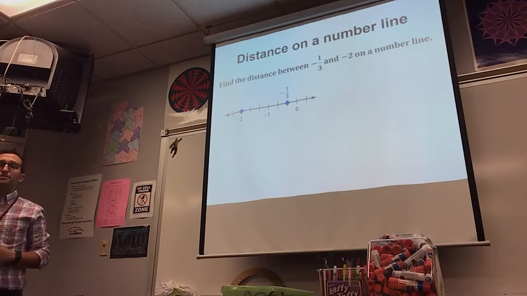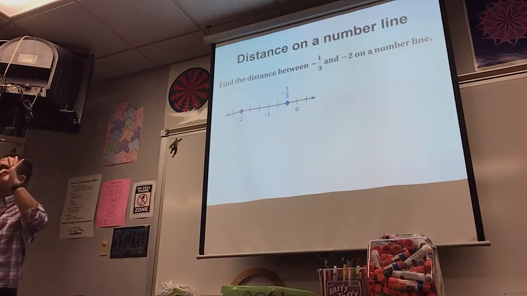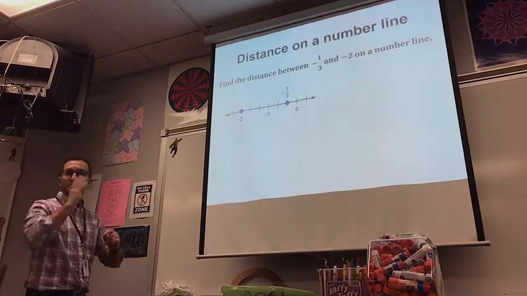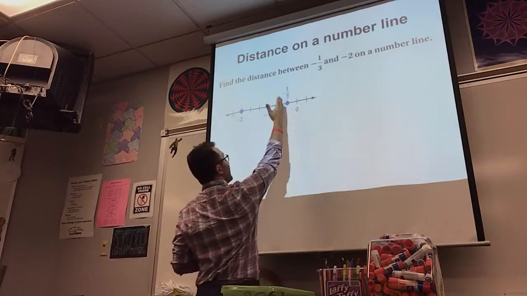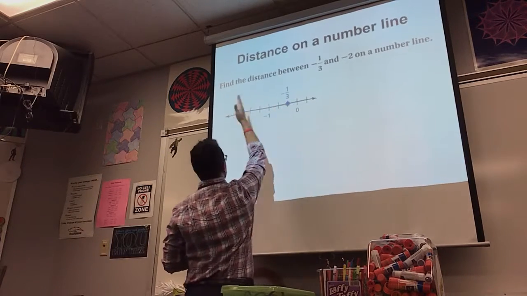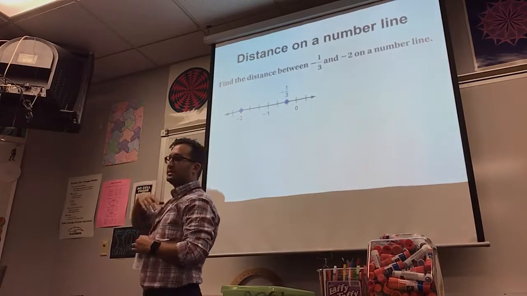Draw a number line. It doesn't have to be a perfect number line. It has to have 3 things on the number line. That's it, 3 things: 0, -1 1/3, -2. That's all that needs to be on your number line.